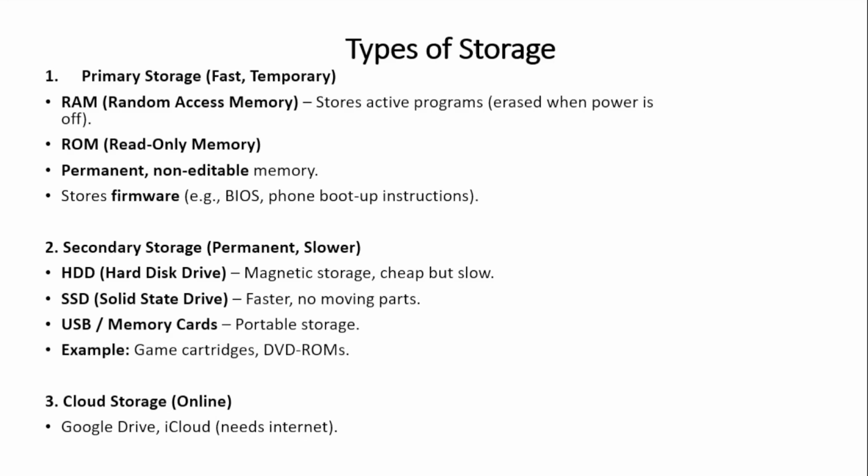Then the third one here is the cloud storage. The cloud storage is an online storage medium that is used to store files. Examples are your Google Drive, your iCloud for those that are using Apple products like your iPhone. You have your iCloud where you store your pictures, your videos. They are also classified as storage mediums for the computer.